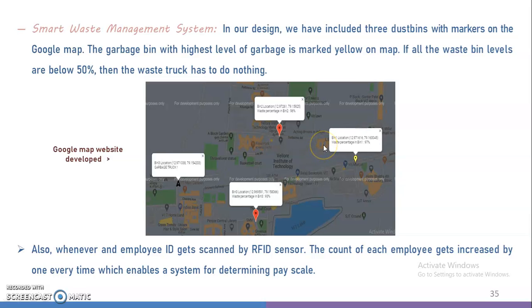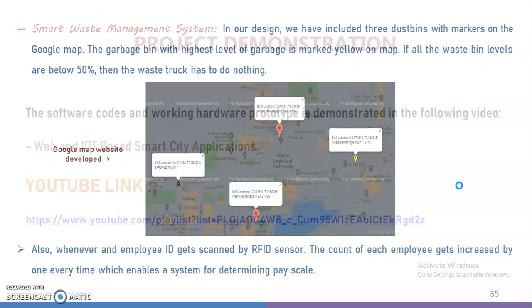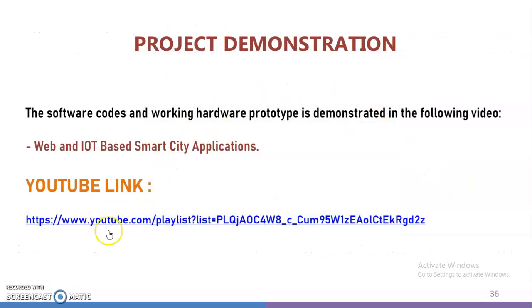which is demonstrated in the video, which the link will be given, and then if it is cleared, this one will become 0, these two will become red, and this will become yellow, then it has to go there. And similarly the process will go on, and after that the employee ID gets scanned by the RFID, and the count of each employee gets increased every time any employee comes to clear. This is the project demonstration link. In this link, all the hardware outputs and the demonstration executions are shown for our project, web and IoT-based smart city applications. Please do have a look.